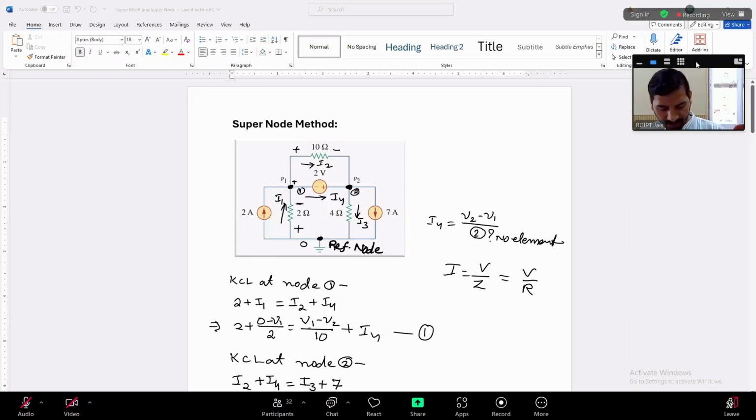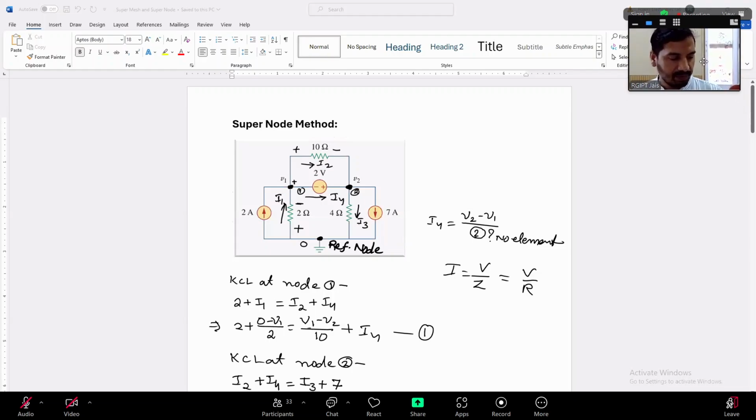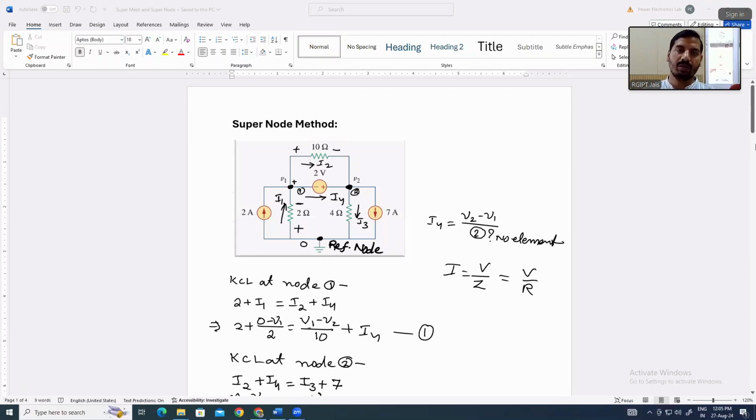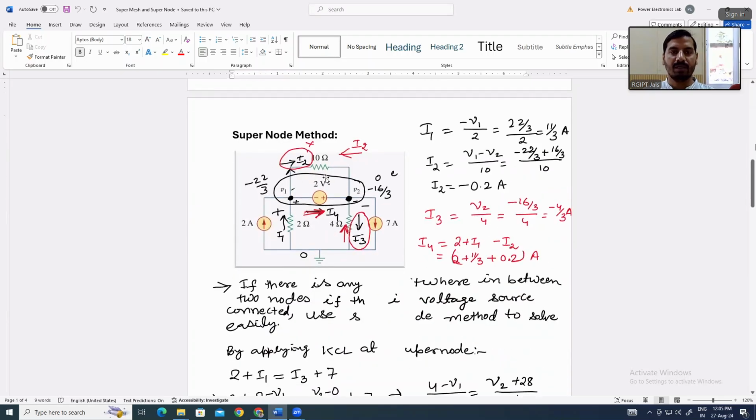Okay, so in the last lecture, we started a special case of mesh and node analysis, that is super mesh and super node. Here we discussed the super node method, and we took this example. Do you have any doubt in this? If you have a doubt, I will start again and explain the super node method again. You can ask. Yeah, we started from here, the super node analysis.